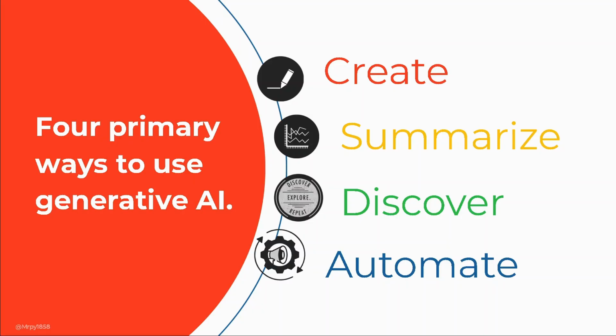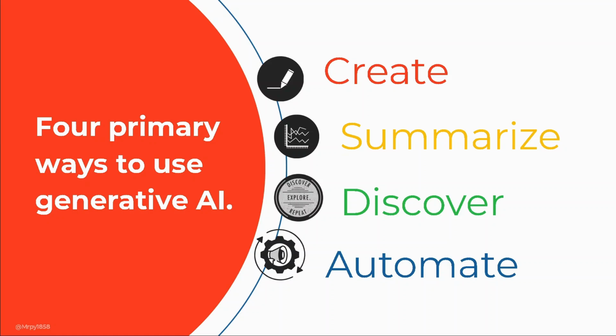Summarize: stuck with long reports or articles? Gemini will skim them for you, even giving you just the essence, like SparkNotes. Discovery: whether you are searching through data, finding trends, or unlocking patterns, AI helps us see what we might have missed.